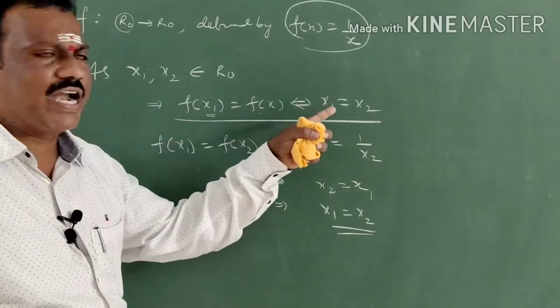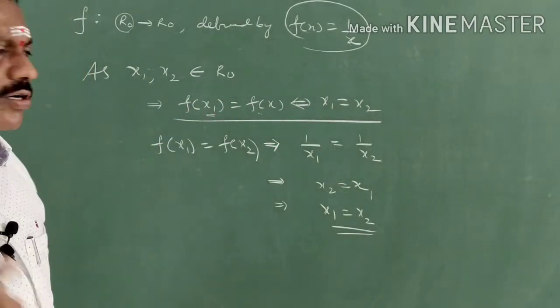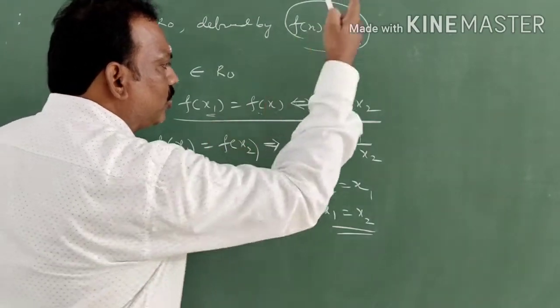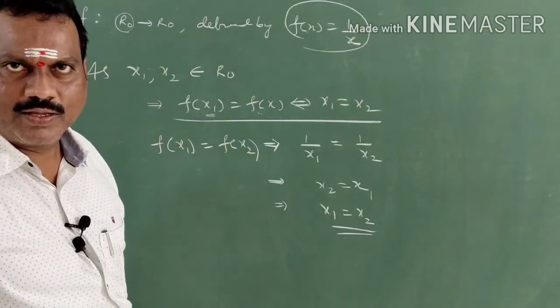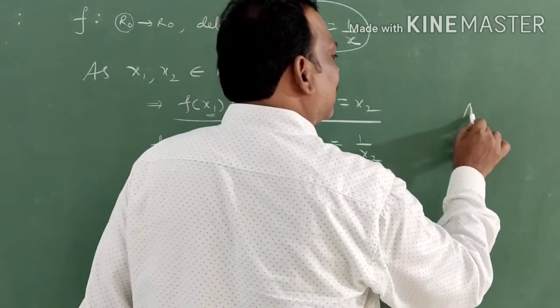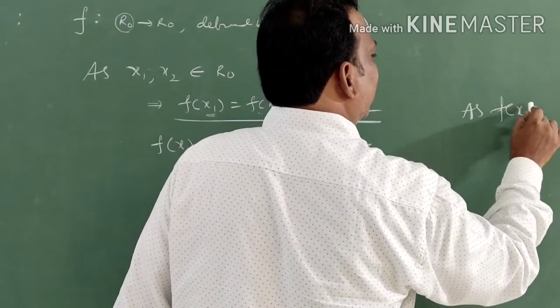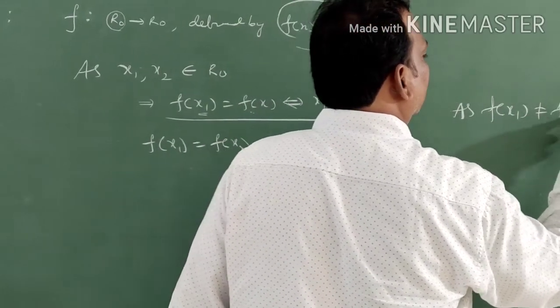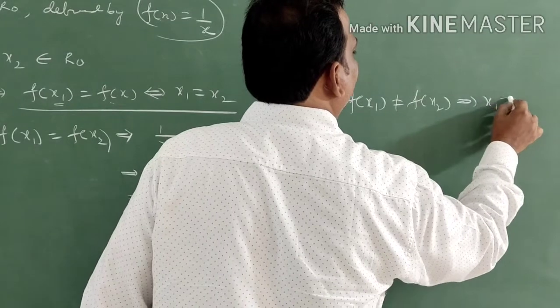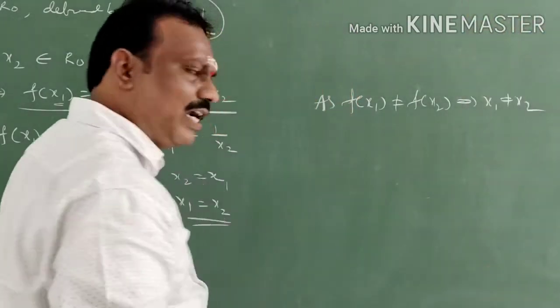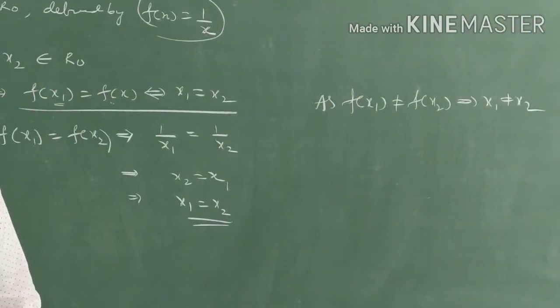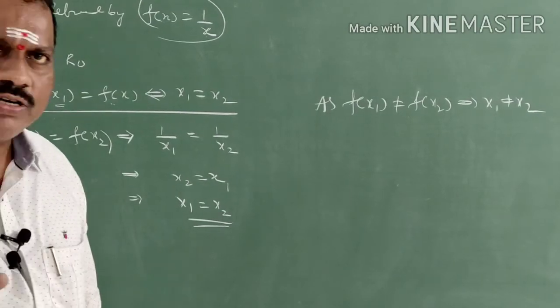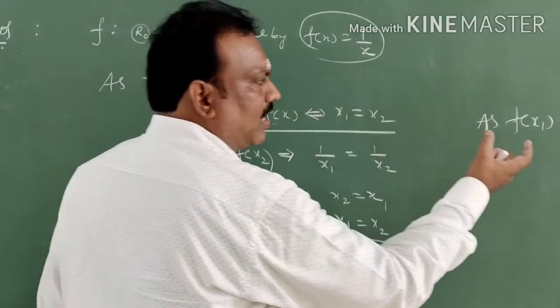Not only the equal to condition, I told one more also. You can take not equal to, and you should get not equal to only. Clear, students? As f of x1 is not equal to f of x2, that implies x1 is not equal to x2. You have to prove that. That is also correct. It is also the 1-1 function mathematical definition. Clear, students? Equal to or not equal to.